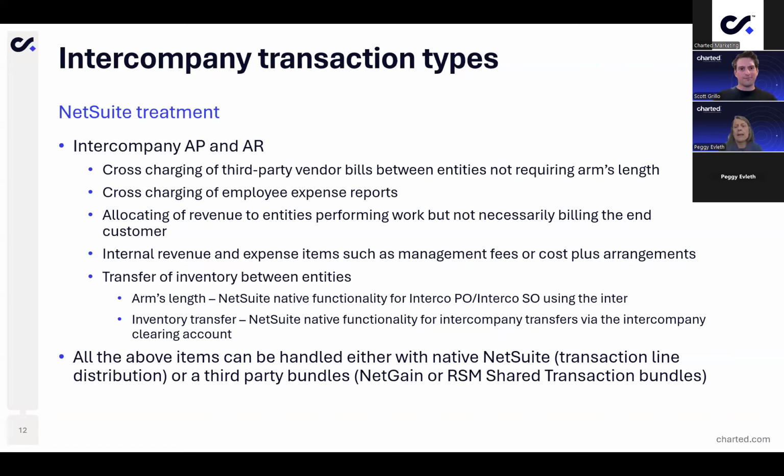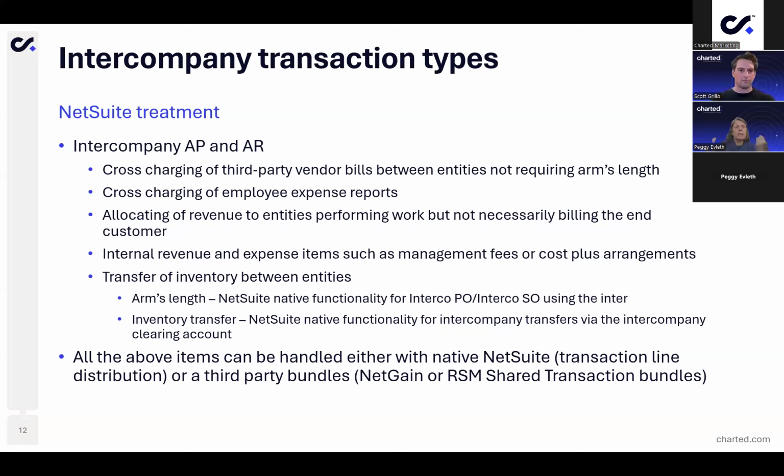Now, they still have the AR, and theoretically, at some point, they're probably going to want to remit the funds they collect back to the company that performed the work, because it costs that company money to perform the work. They have to pay people and things like that. However, the cash is going to come into the entity that did the billing, but that doesn't mean that the revenue has to stay on their books. So you're going to allocate out that revenue.